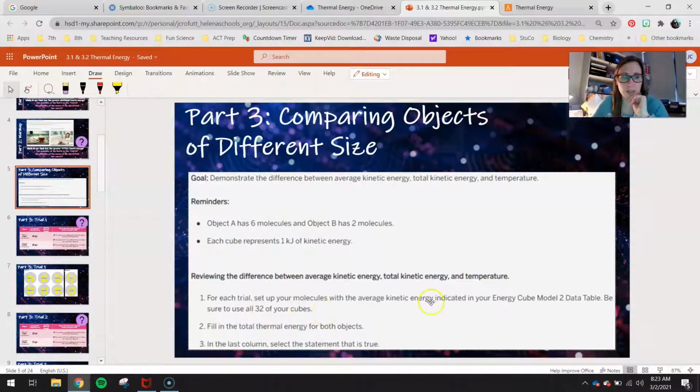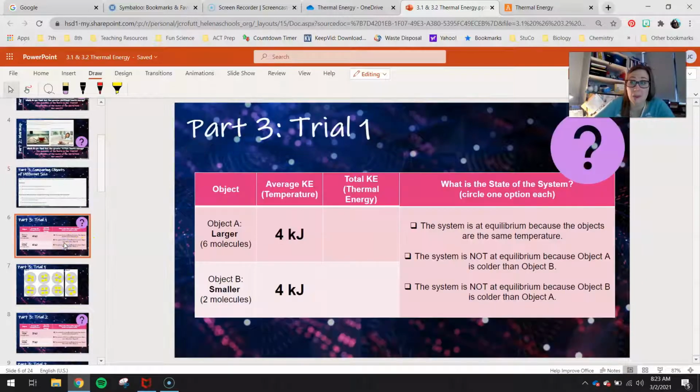So you have 3 trials. For each trial, set up your molecules with the average kinetic energy indicated in your energy cube model data table. You will see that on the next slide. Be sure to use all 32 of your cubes. Fill in the total thermal energy for both objects. So remember, your total thermal energy is all of your kinetic energy for that object added up. In the last column, select the statement that is true. All right, so let's take a look at this graph. I'm gonna do example 1 for you, and then I'll let you go to trial 2 and trial 3 on your own. So here's your data table.